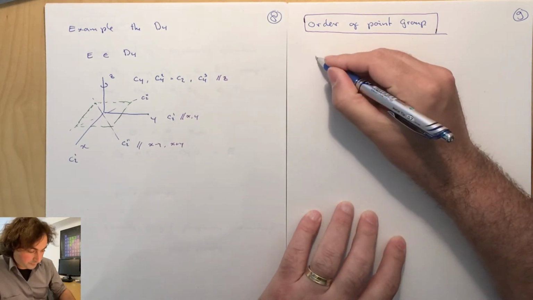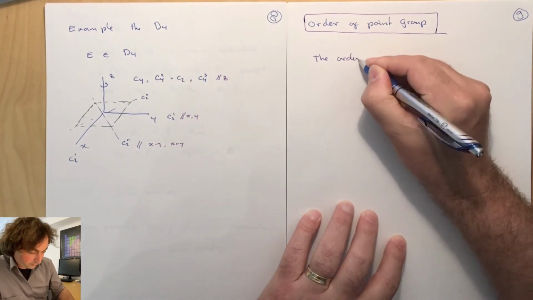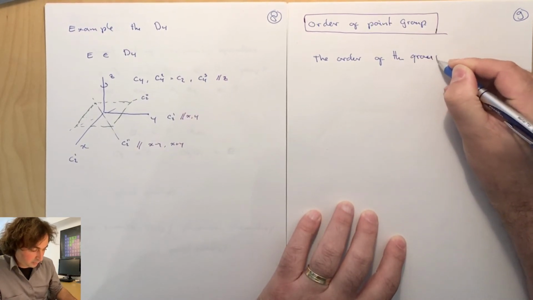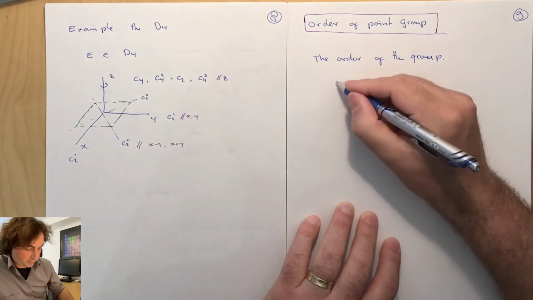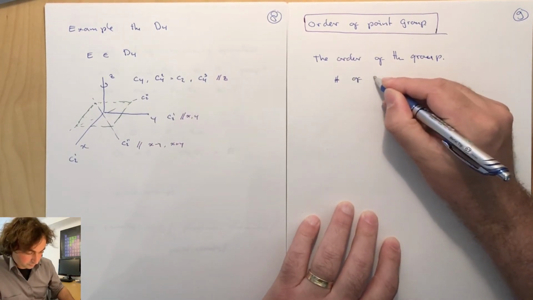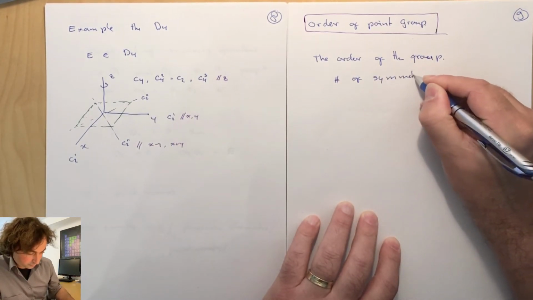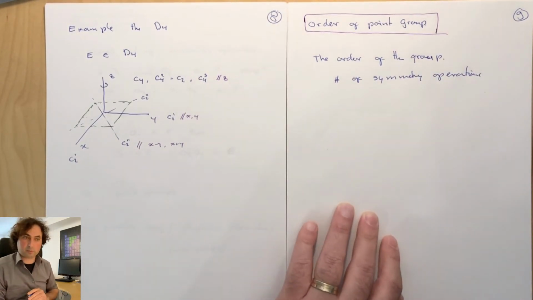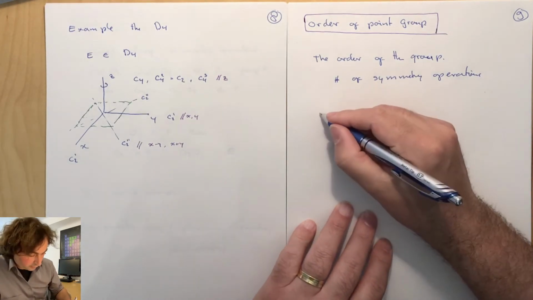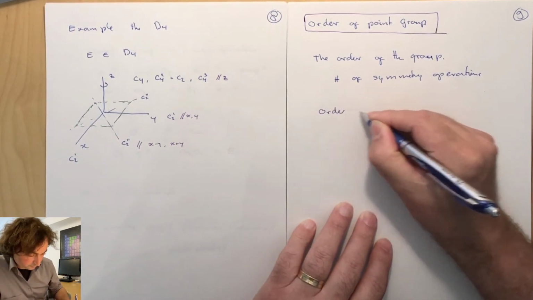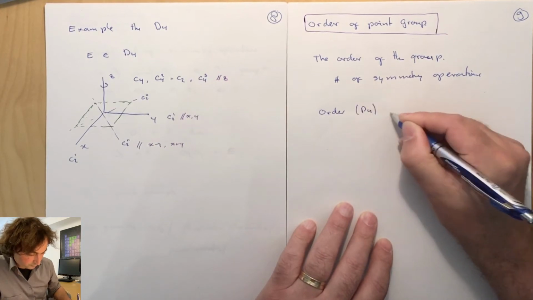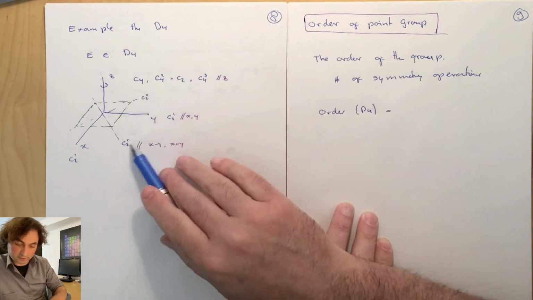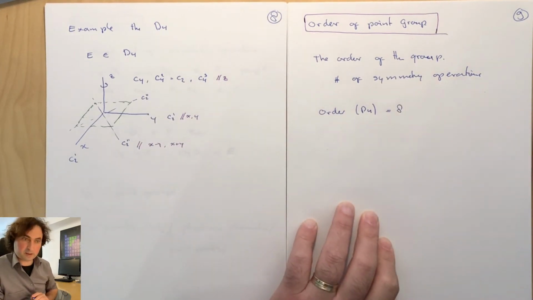The order of the group is given by the number of symmetry operations of that group. So the order for D4 is 1, 2, 3, 4, 5, 6, 7, 8. We have 8 symmetry operations.